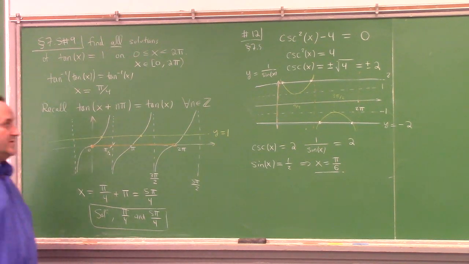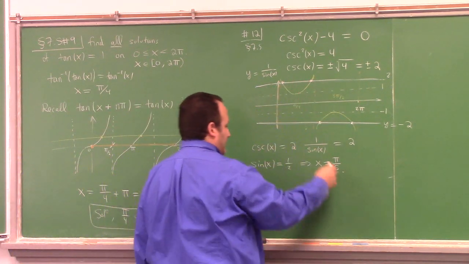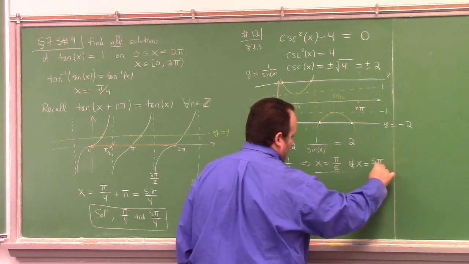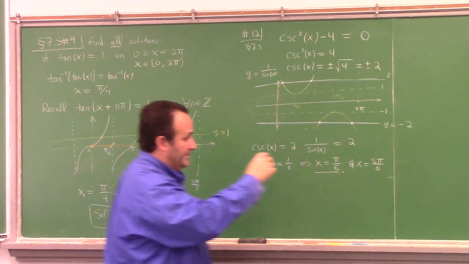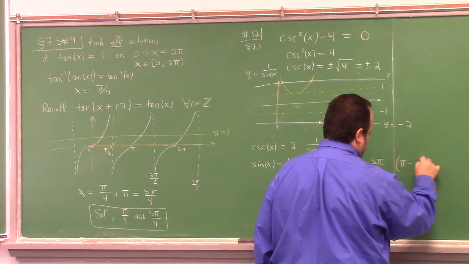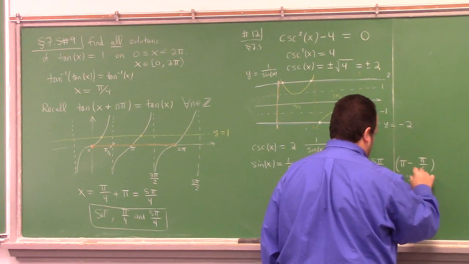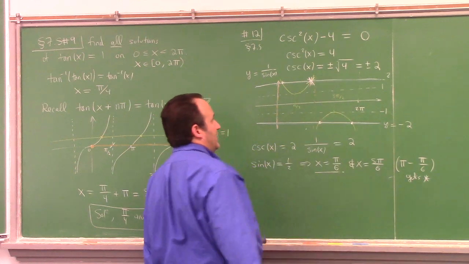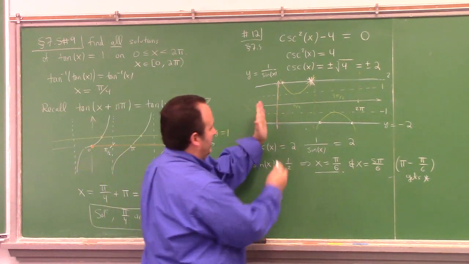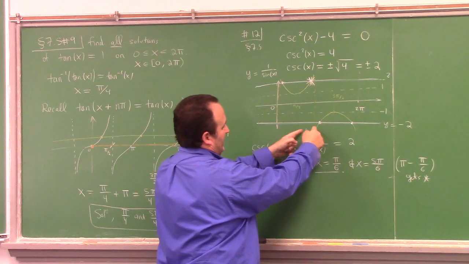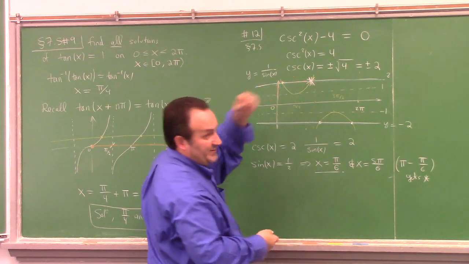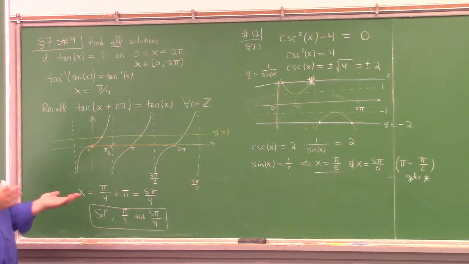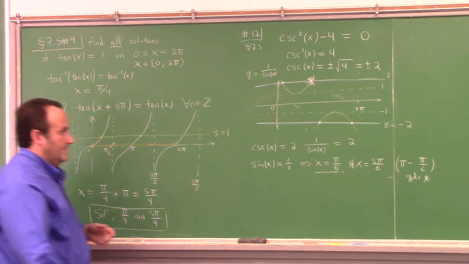By symmetry, the next one over here is 5 pi over 6, right? Because that is pi minus pi over 6. I'll put a star right here. See that star? It's the same distance from 0 as it is from pi. So I subtract pi over 6 from pi to get that point right there. Okay? There's 2. What else?